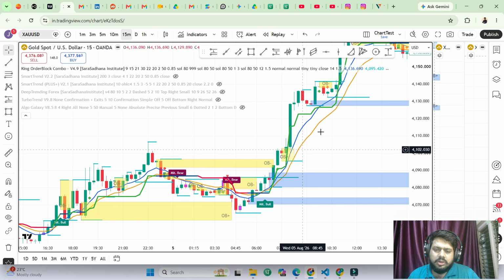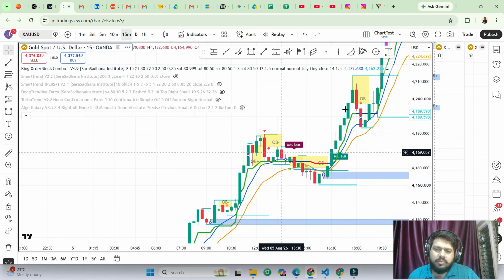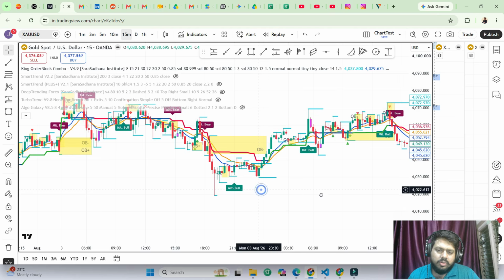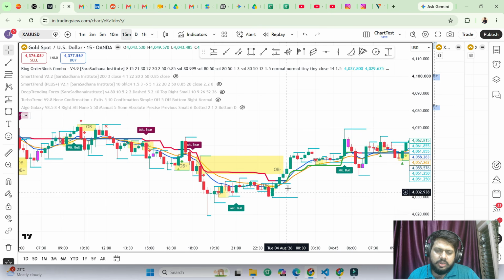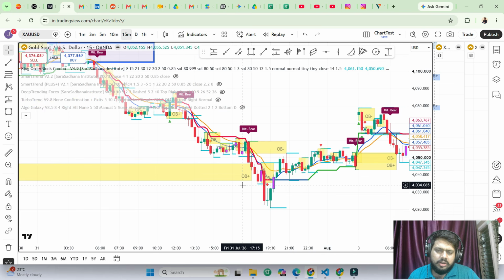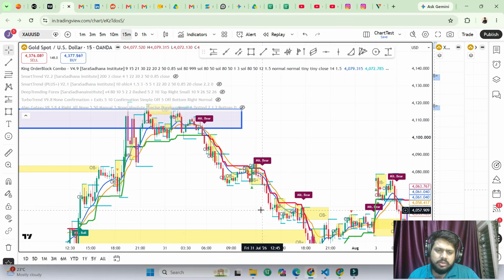You can consider this an uptrend, and you can easily catch till here. There is a double bottom here, and till this level you can expect. It went only till that particular level. Here it got satisfied, then immediately it retraced.